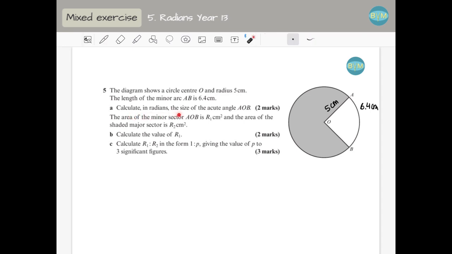And calculating in radians the size of the acute angle AOB. And again, we have two angles AOB, this one and this one. The acute one is going to be this one. So I'm going to call it theta, and that's the first thing I have to find.